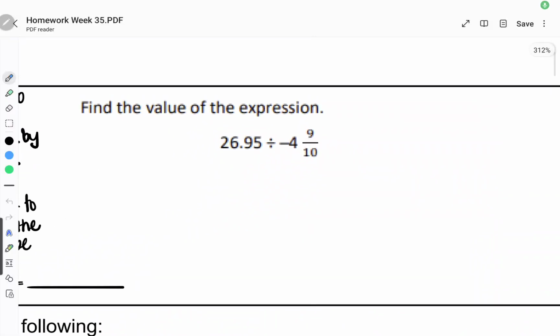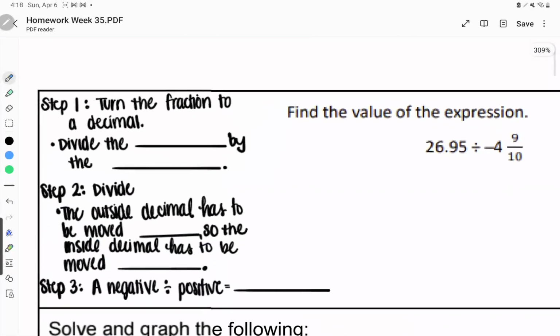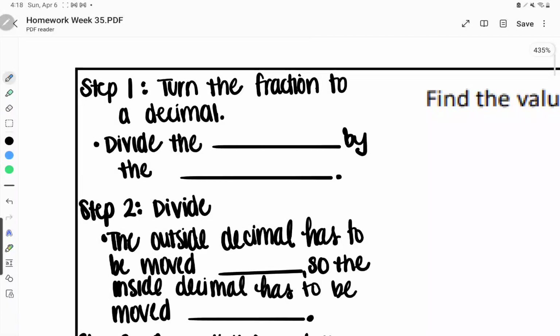Question number 1, we have a decimal and a fraction. Now this right here has a denominator of 10, so that makes it a friendly fraction. So we're going to answer this as a decimal. Now to turn a fraction into a decimal, what do you do? You divide the numerator by the denominator.